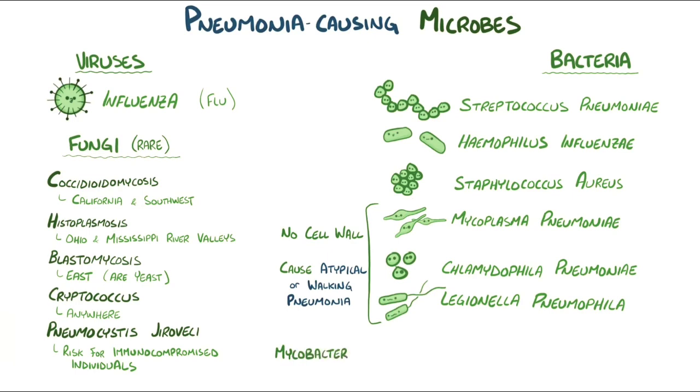Finally, there's mycobacteria, which are slow-growing like fungi, hence the myco in their name, even though they're still bacteria. The most well-known one is Mycobacterium tuberculosis, also just called TB.